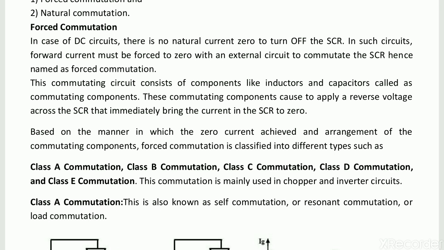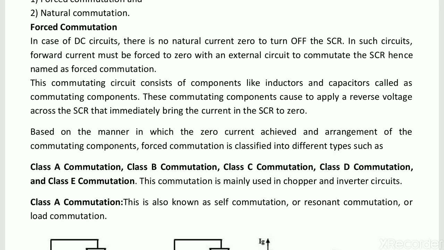In this video we will provide a brief description of class A commutation, class B commutation and class C commutation. In the case of class A commutation, it is also called load commutation, self commutation or resonant commutation, and it is a type of force commutation.